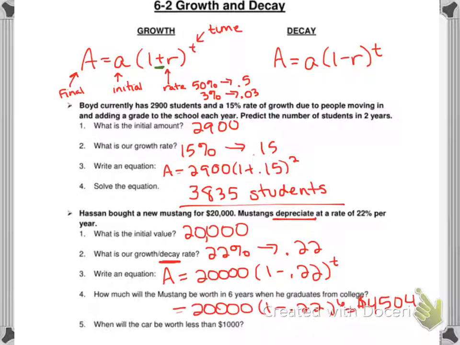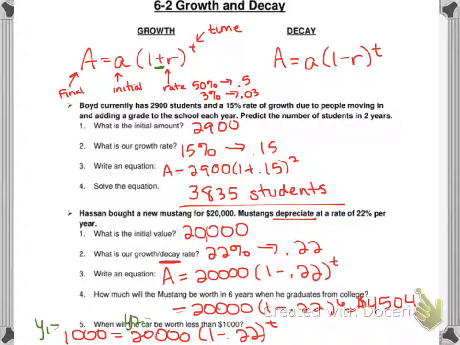Okay, now, when will the car be worth less than $1,000? So now instead of solving for the final amount, we know the final amount is going to be 1,000 equals 20,000 times 1 minus 0.22 to the t power. So here's what I want you to do, and I'm going to have you do this in your calculator and then discuss it with your group. I want you to put y1 equals 1,000 and y2 equals 20,000 times 1 minus 0.22 to the x, and see where they intersect in your calculator.